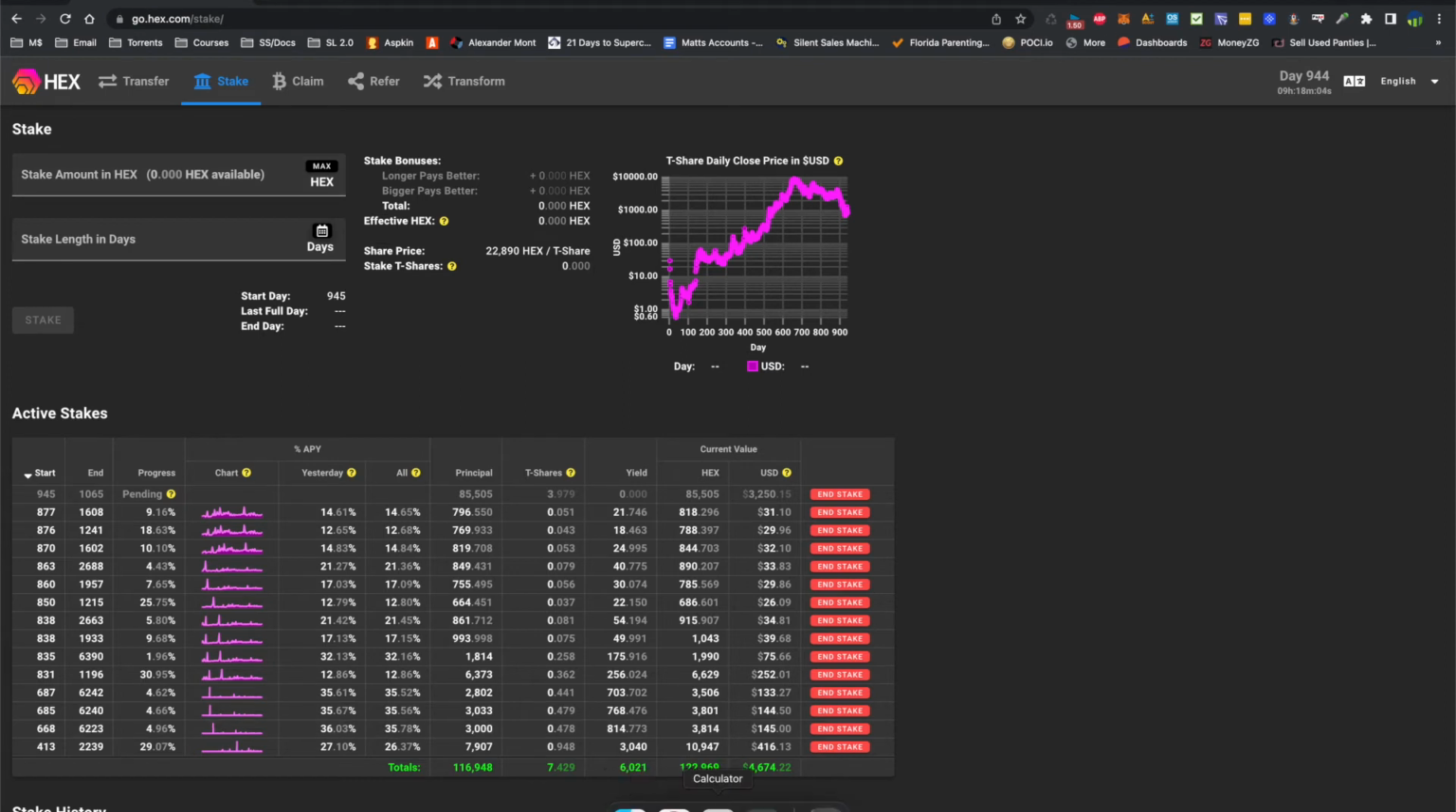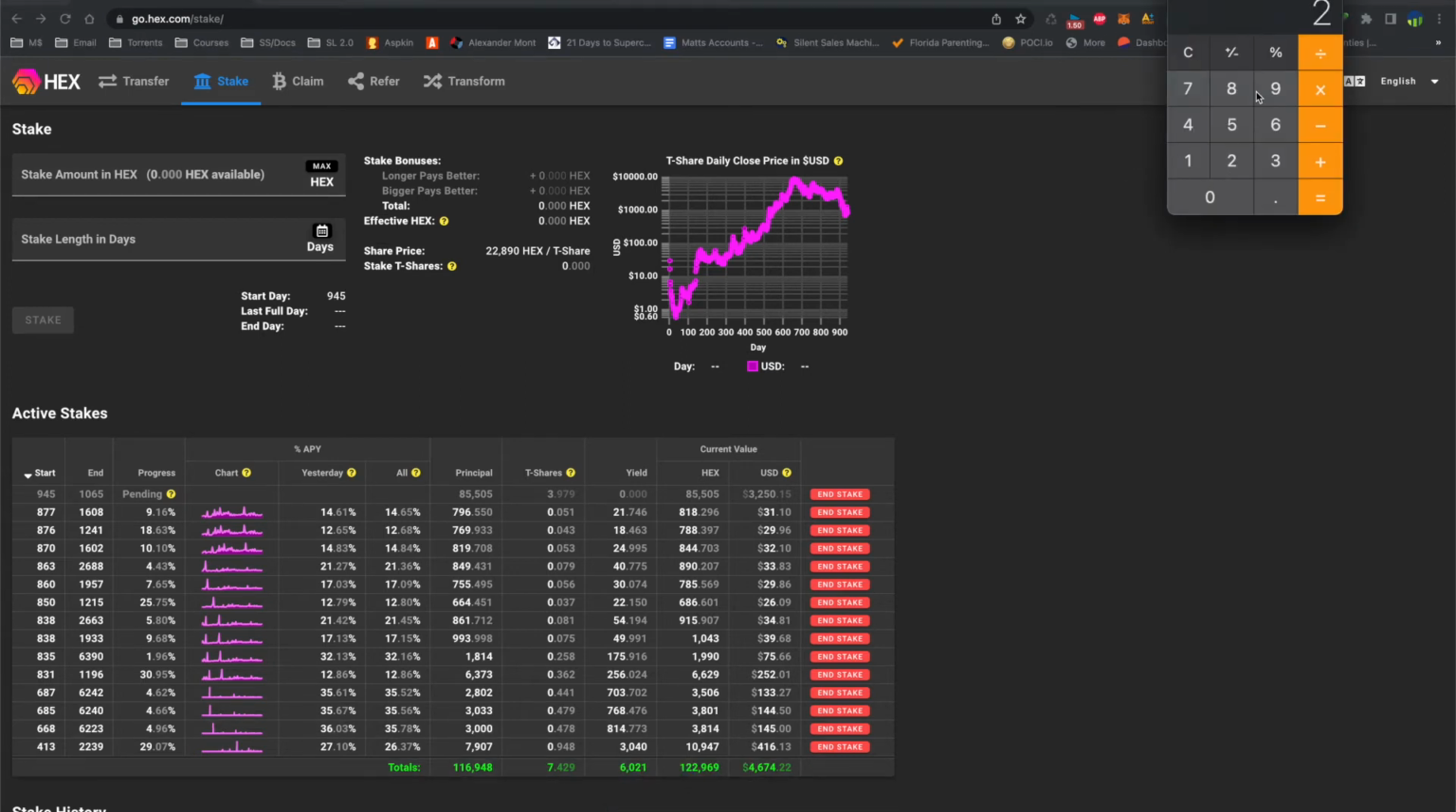So plus. So at the end of 4 months, I'll have 88,465. And then I can stake all of that for another 120 days if I want, and probably earn another 3,000 HEX because every day the T-share rate gets more expensive.